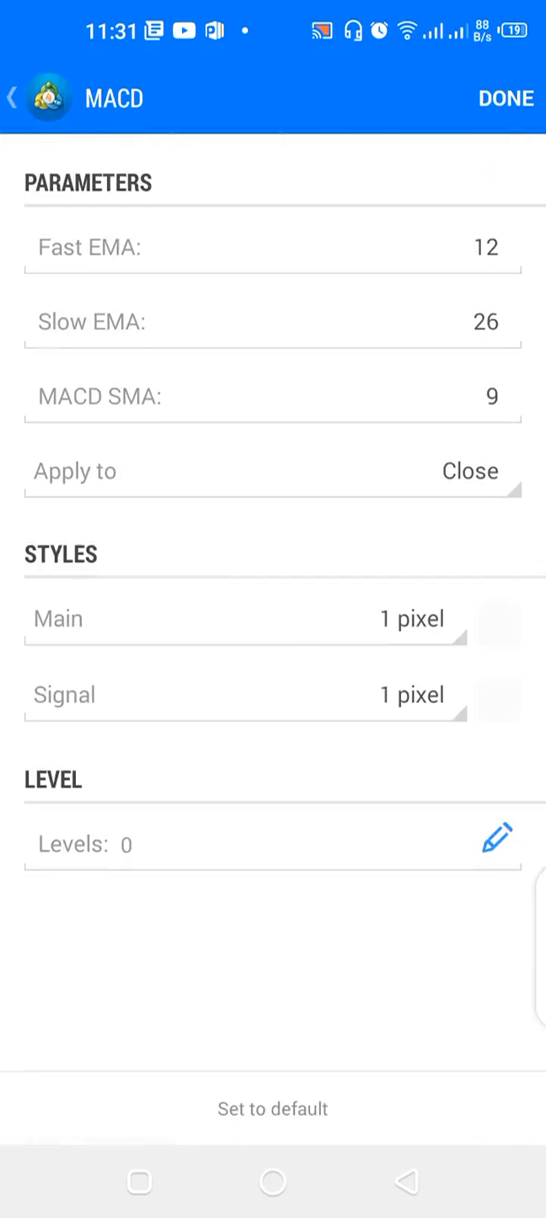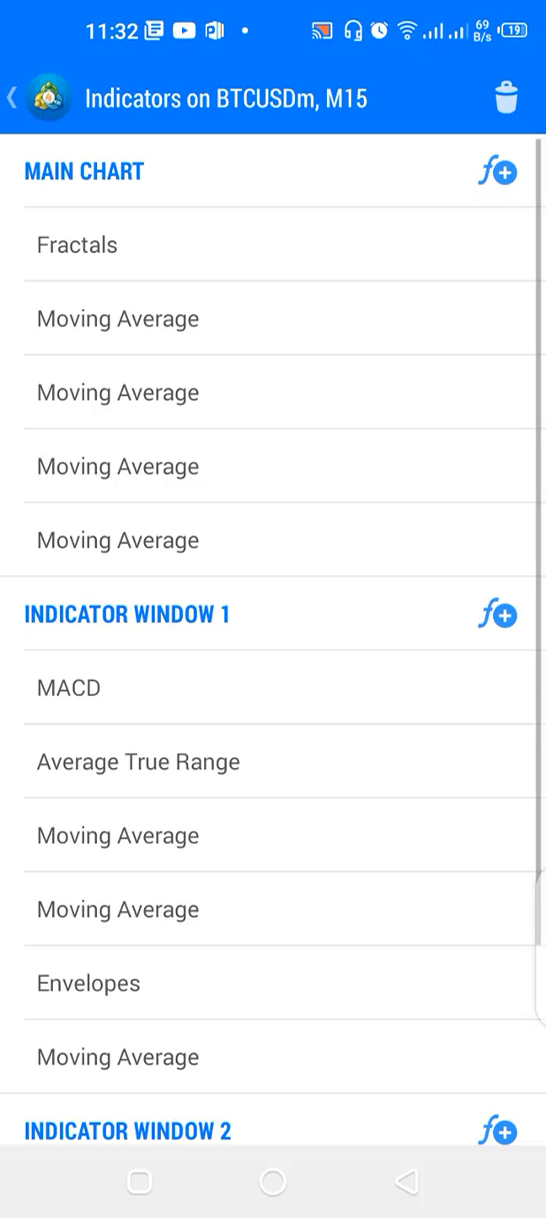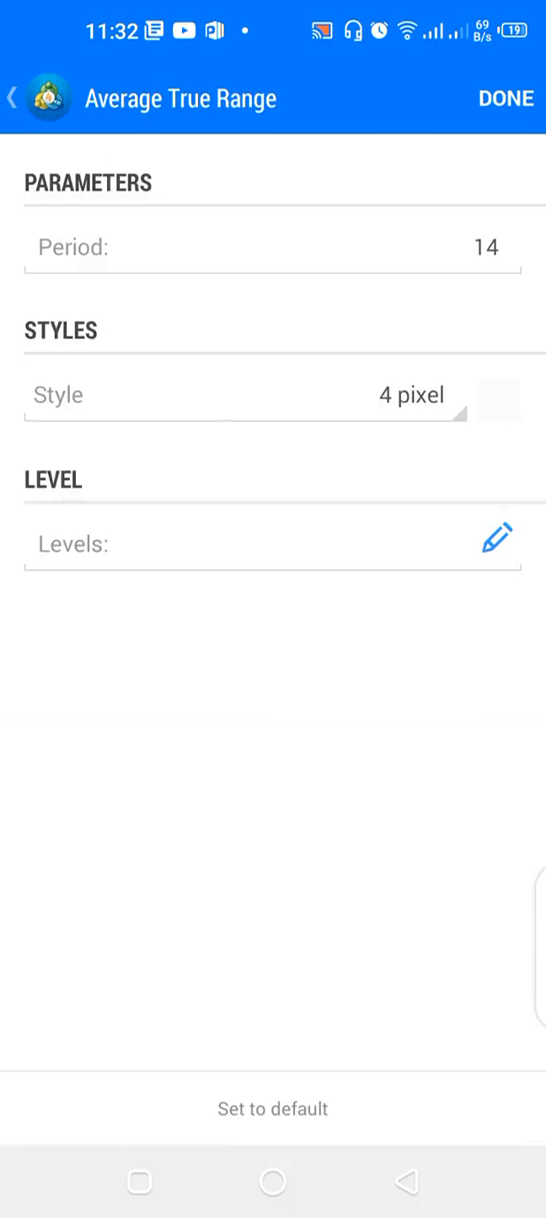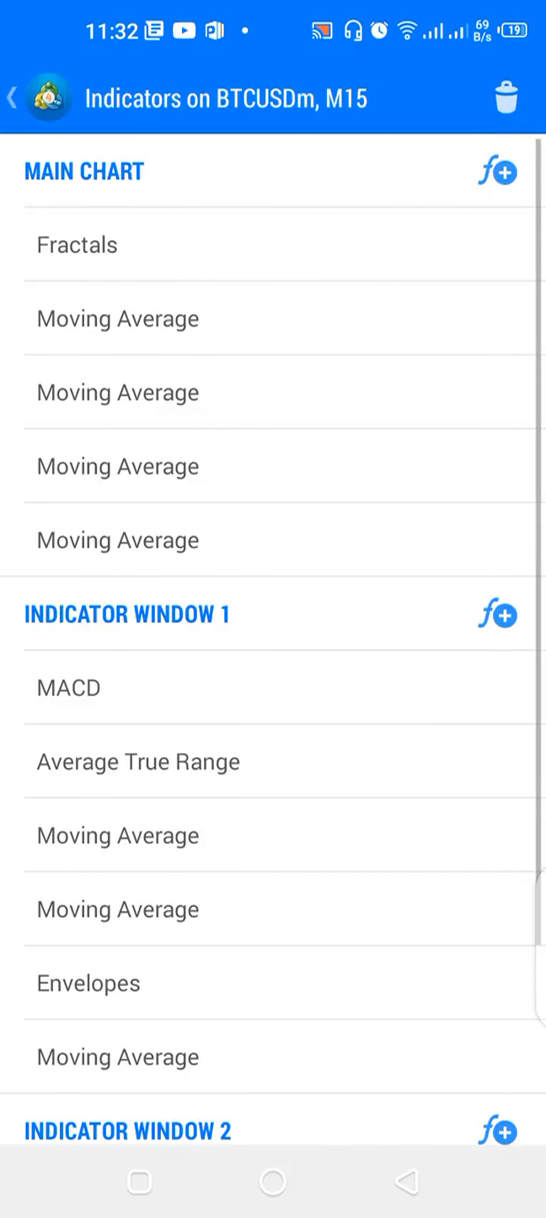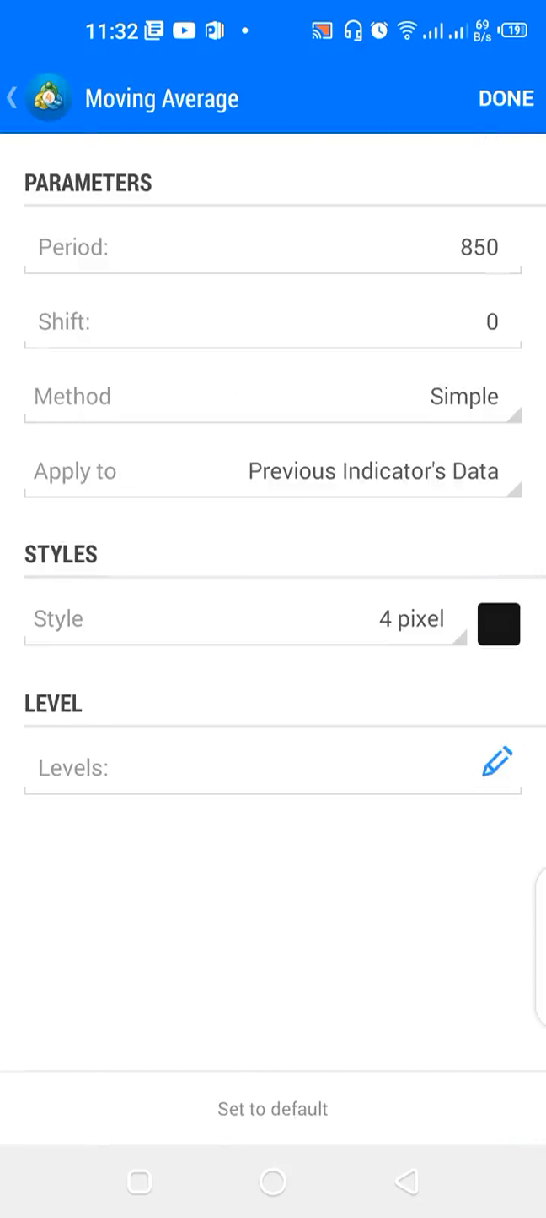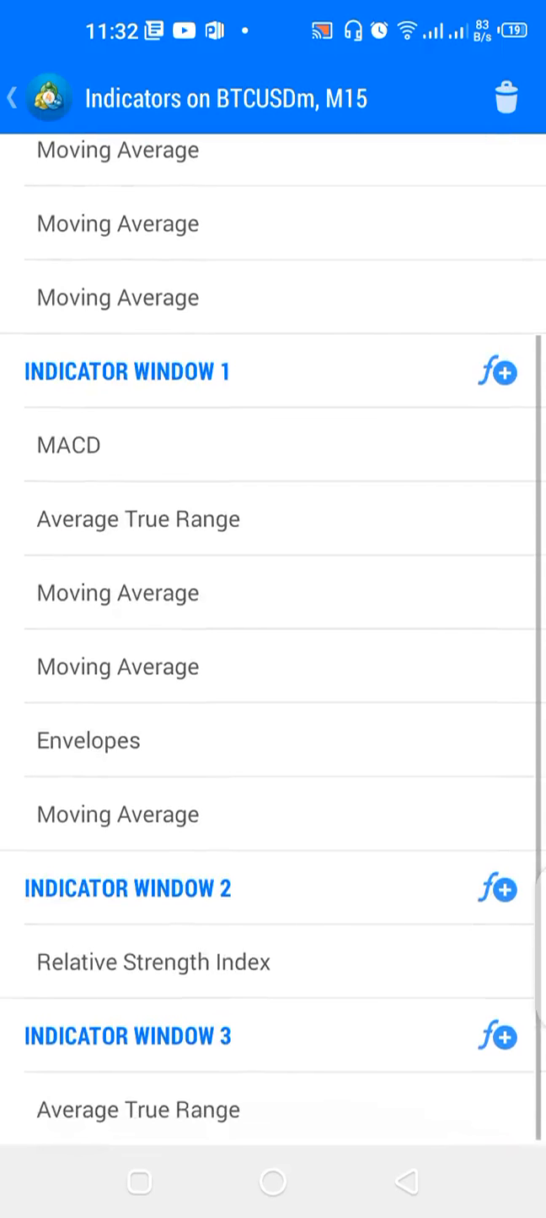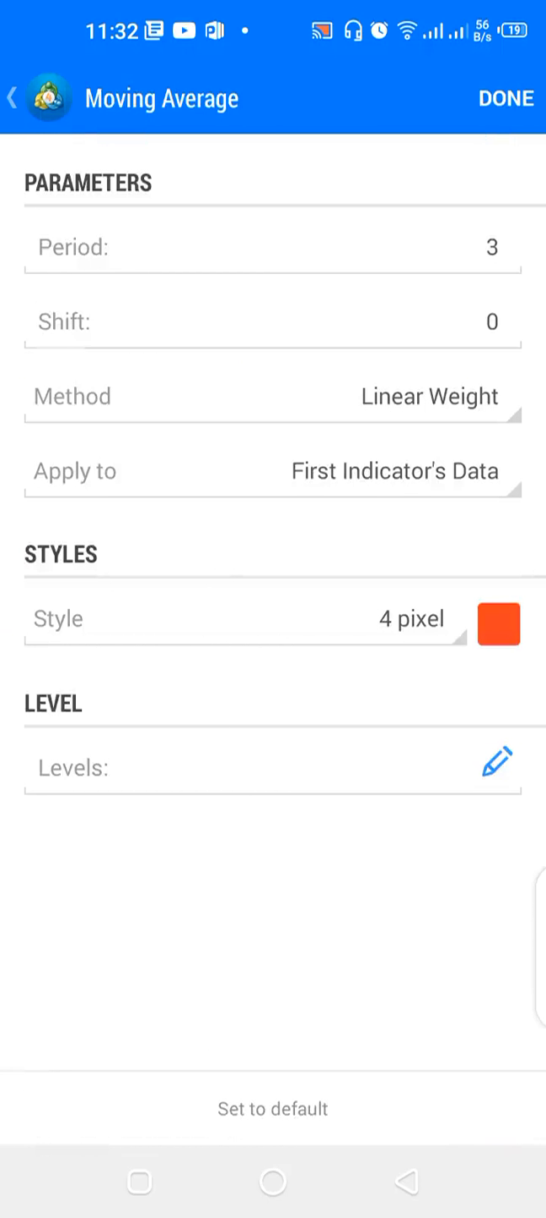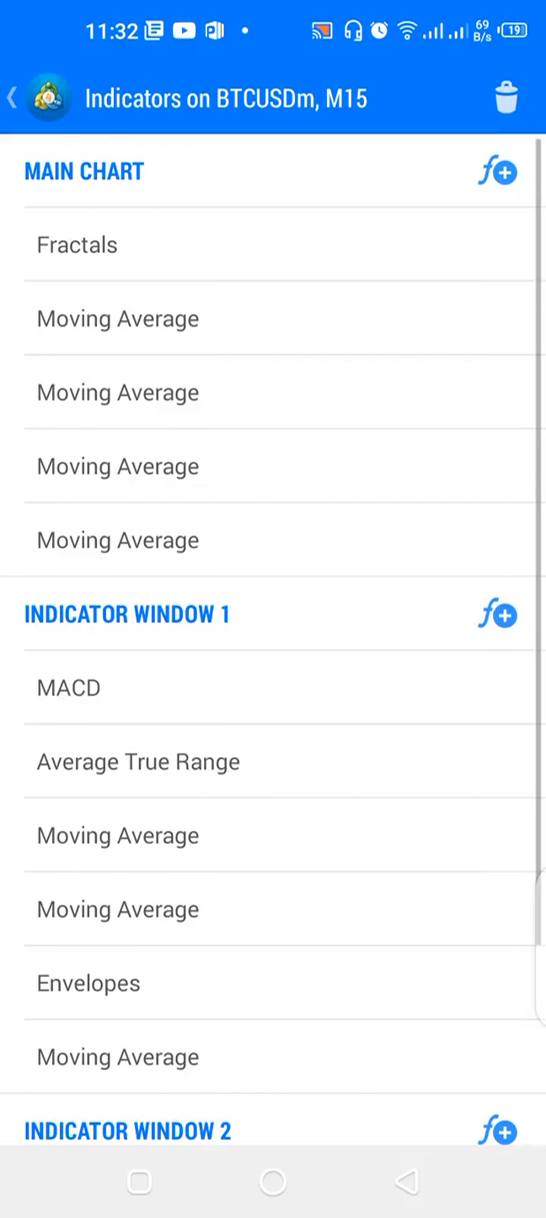For indicators, we have MACD. The fast EMA is 12, the slow EMA is 26, MACD SMA is 9, applied to close, no color. Then the next indicator is average true range, period is 14, no color. And for the next indicator, we have moving average, 850 periods, method is simple, applied to previous indicator's data, color is black. The next one is 3 period, shift is 0, linear weighted, applied to first indicator's data, color is red.